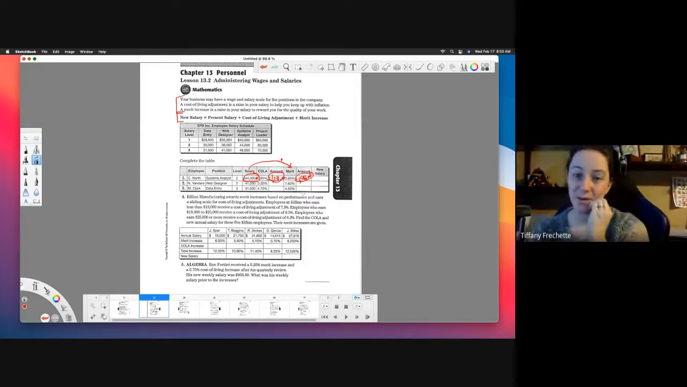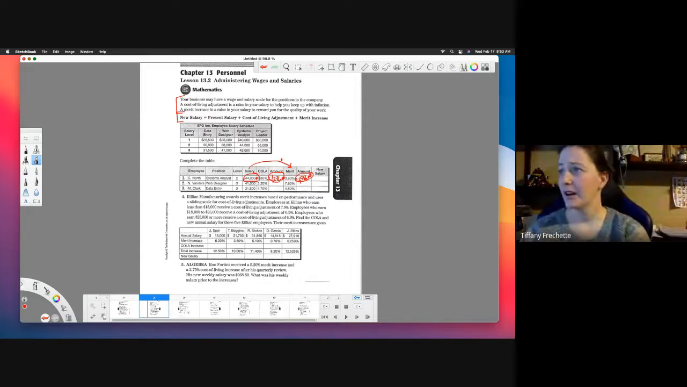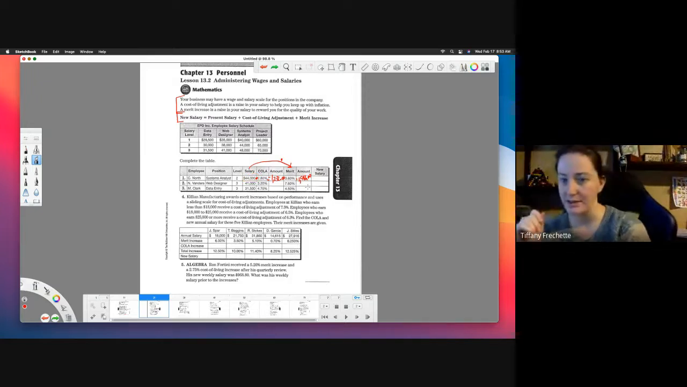So we just add those 3 pieces together, and that'll give us our new salary. All right, so I'm going to let you guys finish off those calculations. Again, not too crazy on this one, kind of just moving forward through the table. So same thing for number 2 and 3.